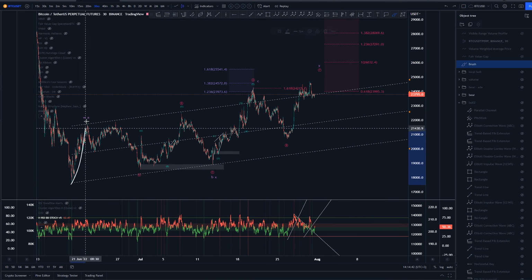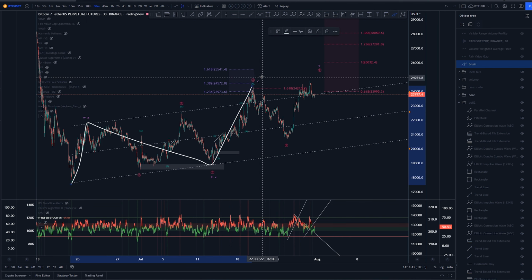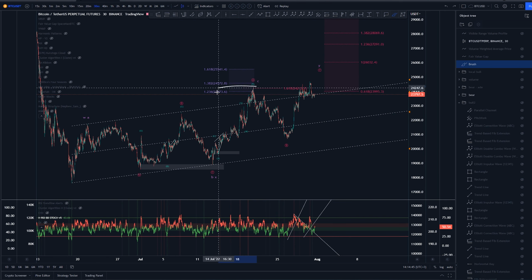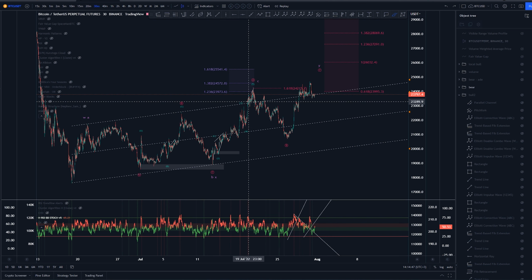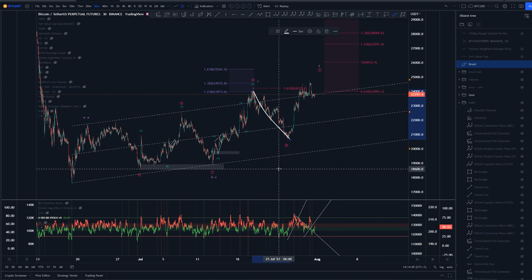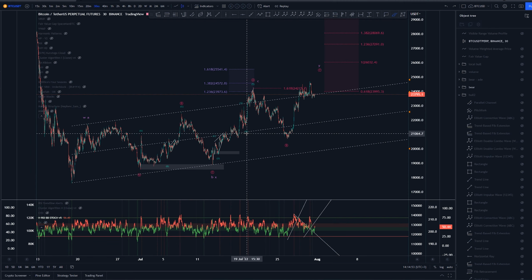Now, the original idea we had was an ABC here, as we had that labeled in here. We got to the 1.236 extension here, and then we had this structure here that I was thinking about: how can we get this structure into this bearish idea of climbing higher?